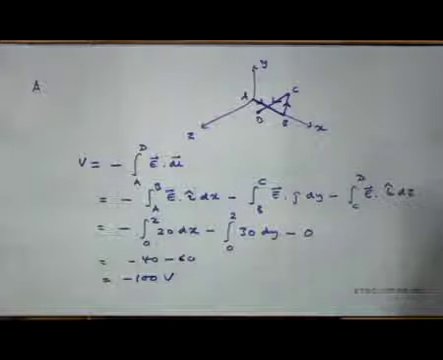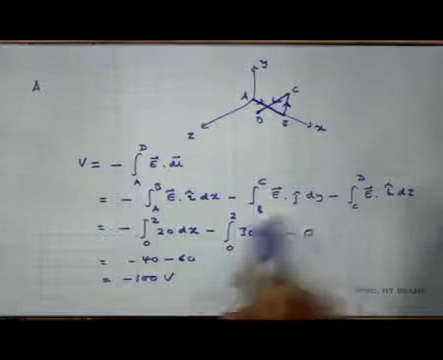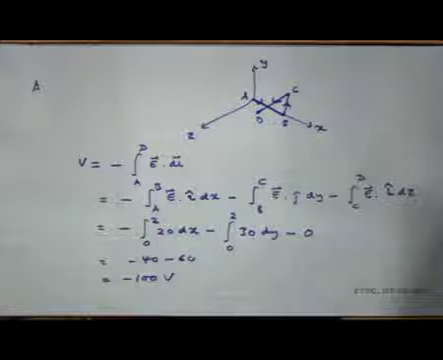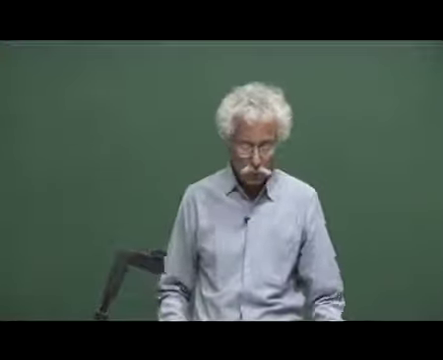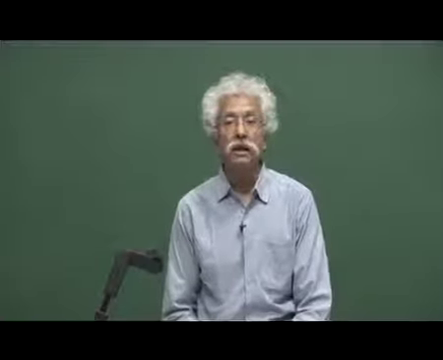So, that is the potential difference between A and D, that between the origin and this point D, which is minus 100 volts. So, what I have essentially done is an integration of E dot dl by taking an appropriate path. You can take any path from A to D and do the integration, and in principle it's good to choose a path for which the integral can be analytically evaluated easily.